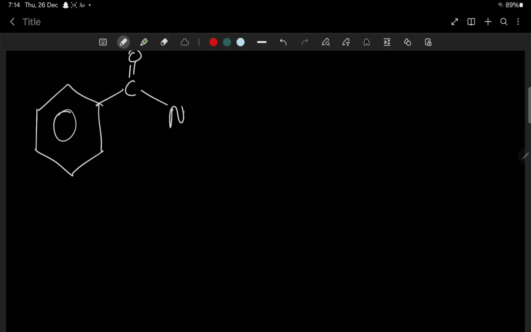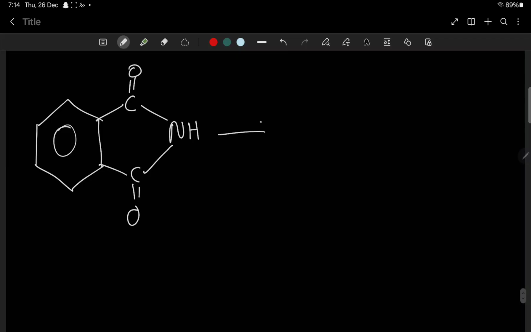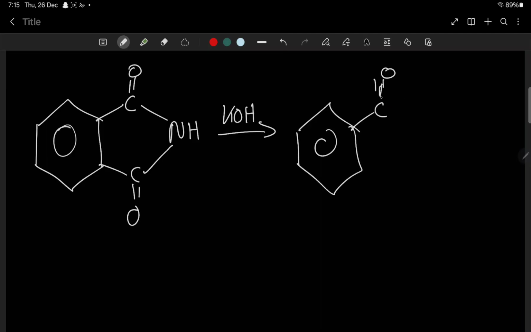Now the reaction is, take phthalimide. That's a compound that you have learned in which chapter? Not alcohols and phenols; in carboxylic acids we are talking about phthalimide. Take phthalimide, this is C double bond O, NH, C double bond O. Into this compound add ethanolic potassium hydroxide. What happens is that we get a potassium salt of phthalimide.